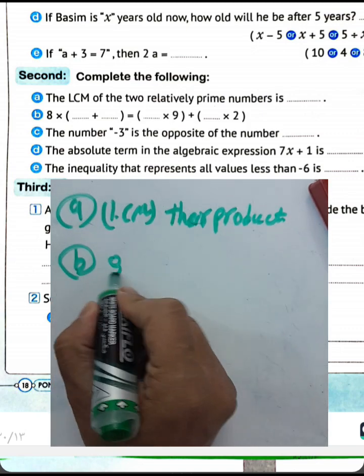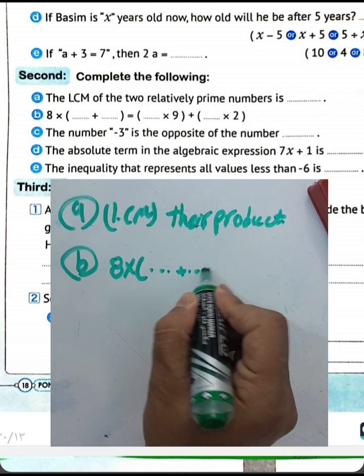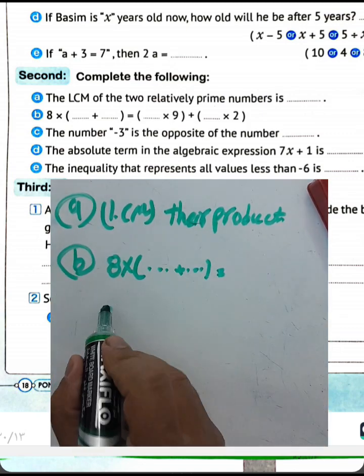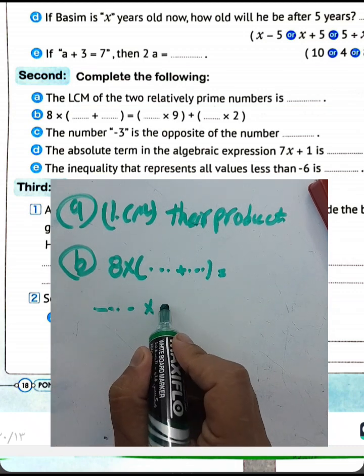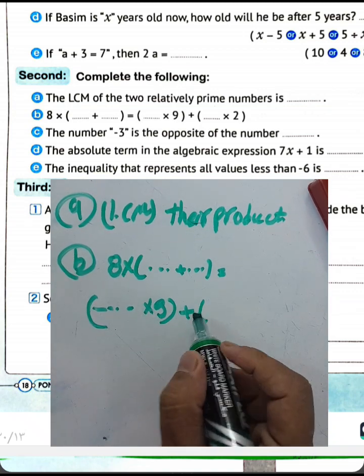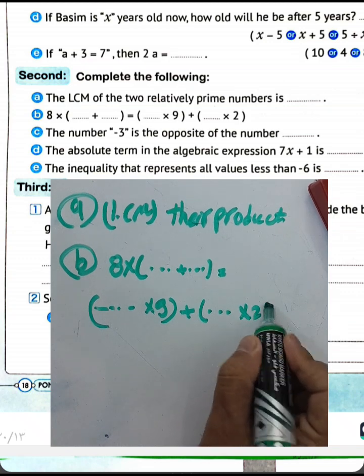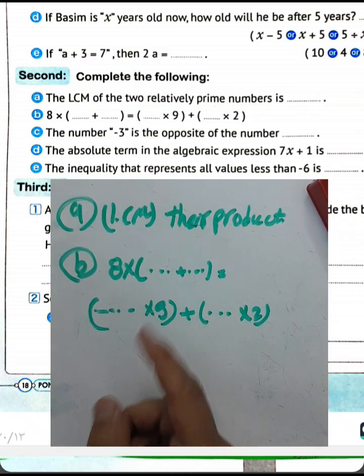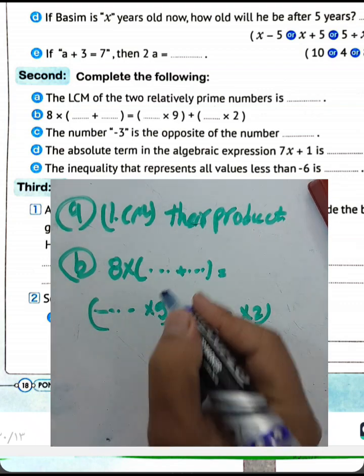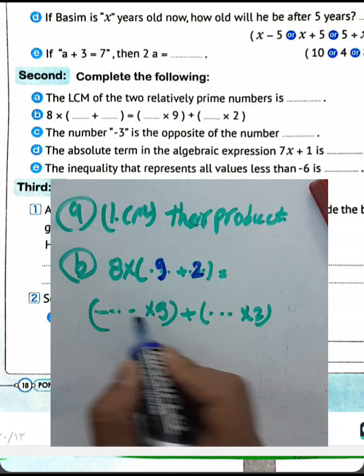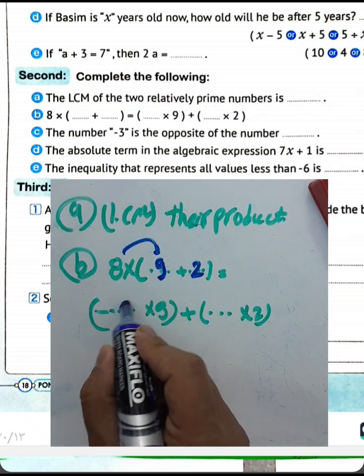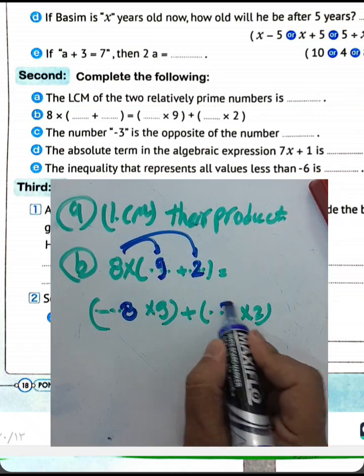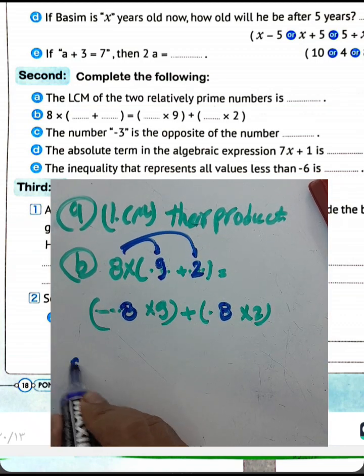Letter B. 8 times the sum of 9 plus 2 equals 8 multiplied by 9 plus 8 multiplied by 2. We use here the distributive property. Then we can write here 9 and 2, the sum, and write the distributive property, 8 times 9 and 8 times 2.